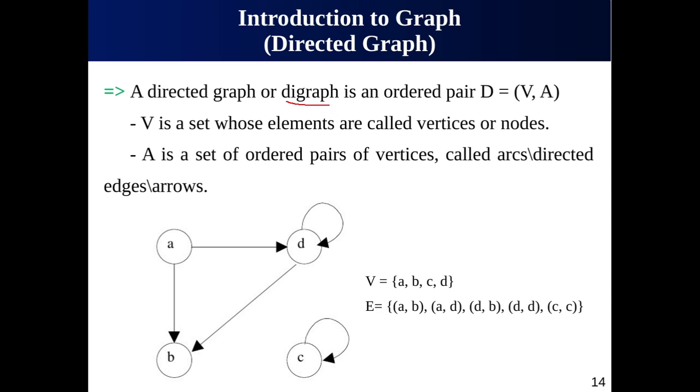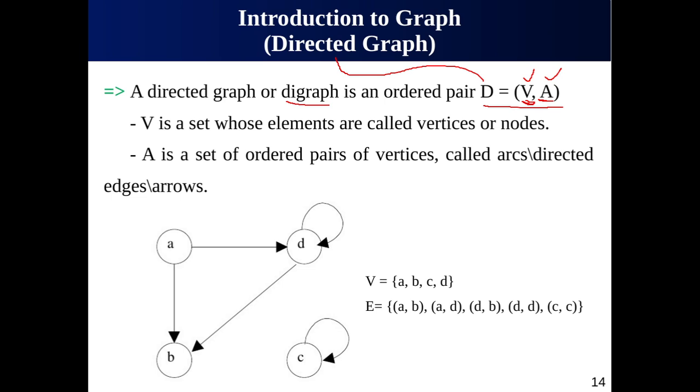This is the second name to refer to a directed graph. It can be written as D, which stands for directed, V stands for the vertices, and A stands for the ordered pairs of vertex. Actually, V is the set whose elements are called vertex or nodes, and A is a set of ordered pairs of vertex, and it is known as edges, arrows, or simply arcs.